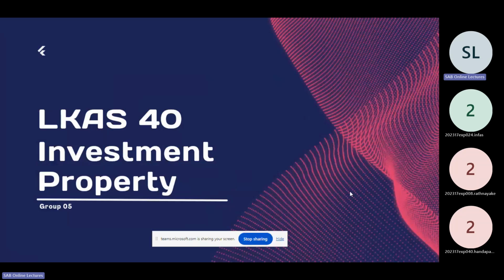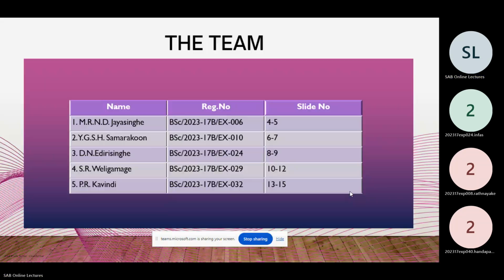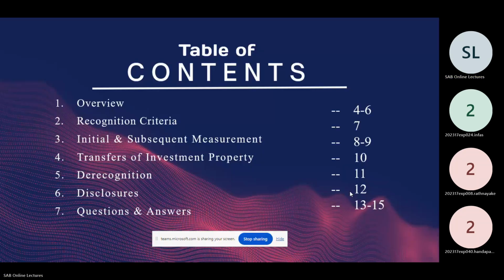Good morning, all of you. Our topic is investment property under LKAS 40. Our team members are as follows. Our main content is overview and recognition criteria, initial and subsequent measurement, transfers of investment property, derecognition and disclosure. Finally, we introduce question and answer.